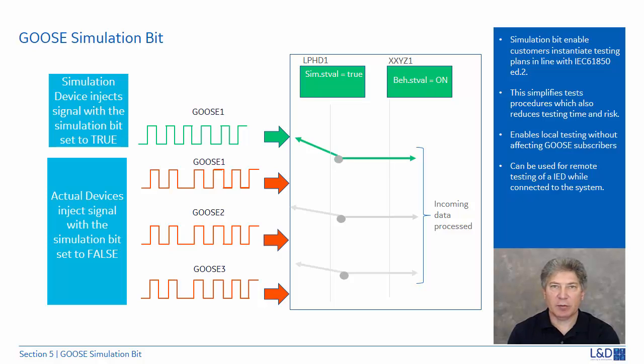Now what happens if the IED simulation bit is set to true, but we stop injecting a GOOSE message with the simulation bit set to true? Then the IED will not have any signals to process unless the IED simulation status goes back to false.